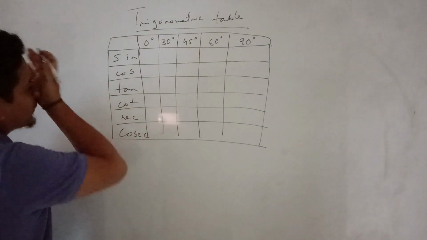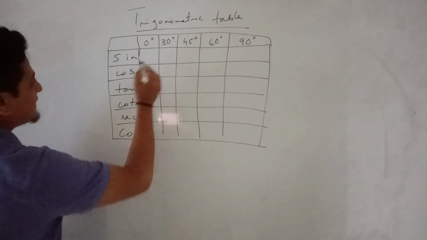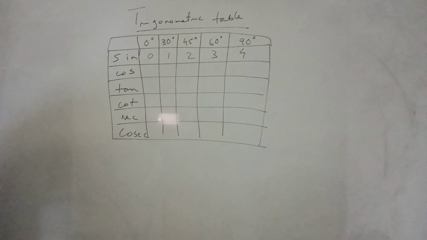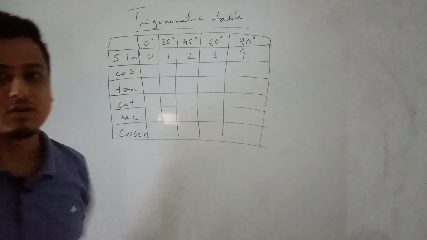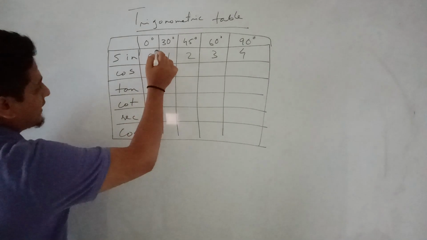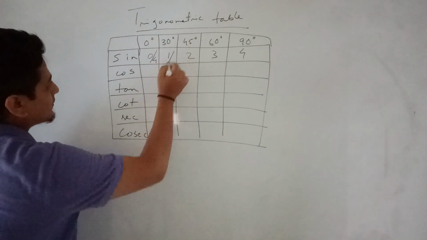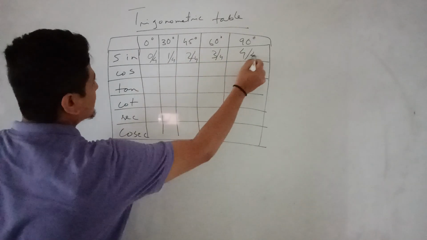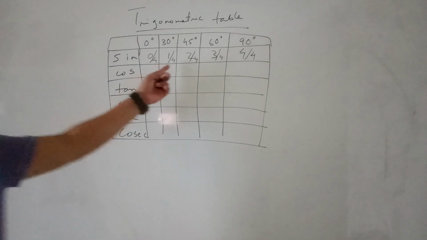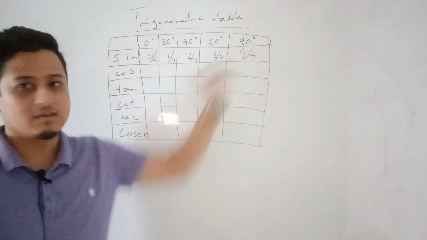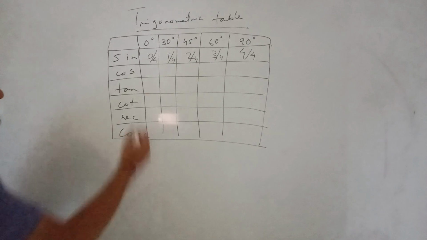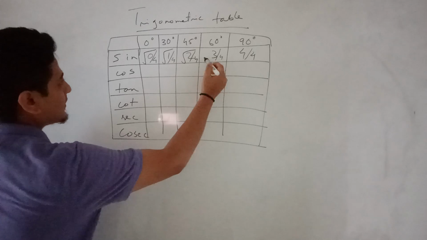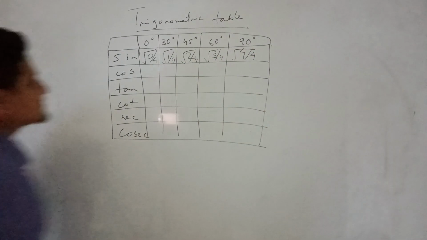To find the values, what are you going to do? Just in this line of sine, write down 0, 1, 2, 3, 4. Done. Now what are you going to do? Divide each term by 4. Divide 0 by 4, divide 1 by 4, divide 2 by 4, divide 3 by 4 and divide 4 by 4. Done. Now the next step is to take the square root of all these terms.